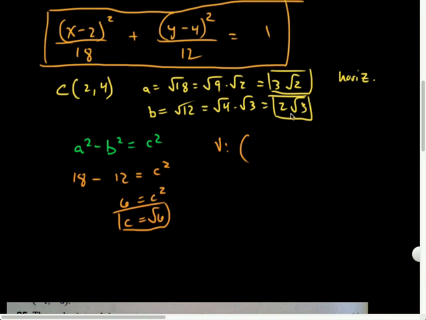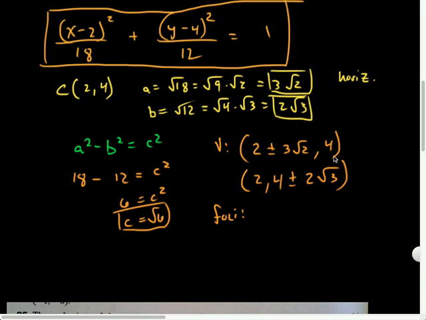So let's find our vertices. It's horizontally oriented, so I would have 2 plus or minus 3 square roots of 2, comma 4 for my major axis endpoints, the vertices. And then I'd have 2, comma 4 plus or minus 2 square roots of 3 as the endpoints of the minor axis. I could find decimal approximations of all four of those points, but if they're radicals and exact, just leave them like that. You don't even have to separate into the plus and the minus. For the foci, I'm going to add and subtract c on the same axis as my major axis. So I will do 2 plus or minus the square root of 6, comma 4 would be where my foci exist.